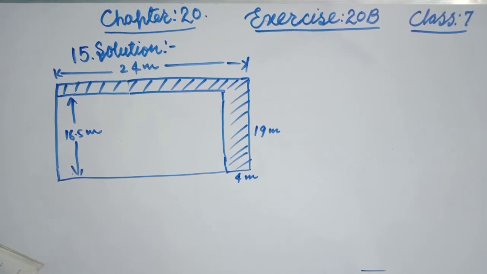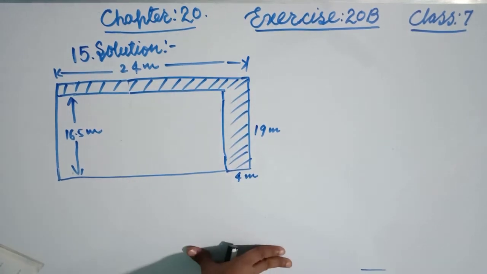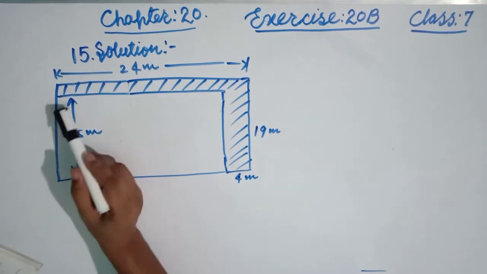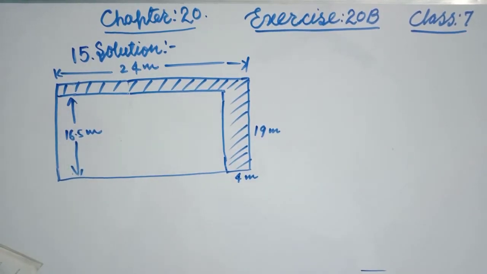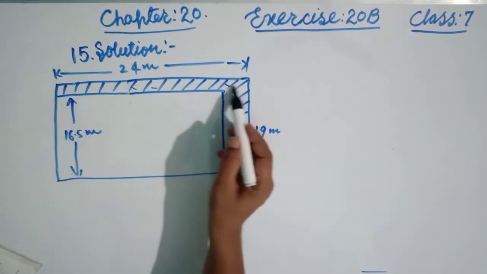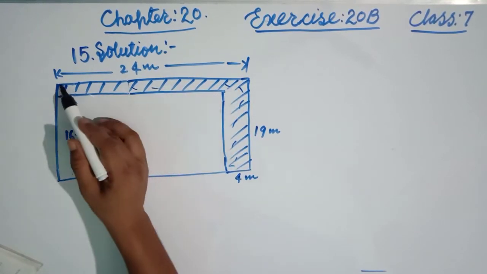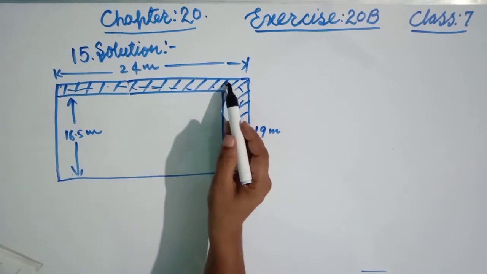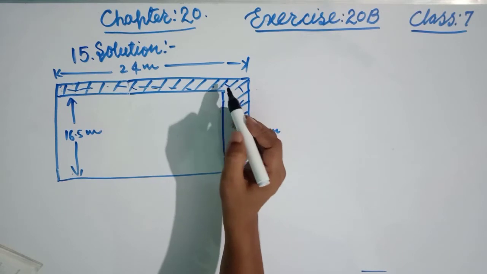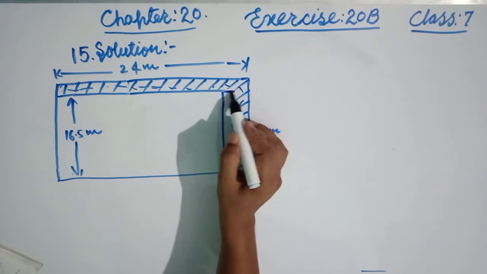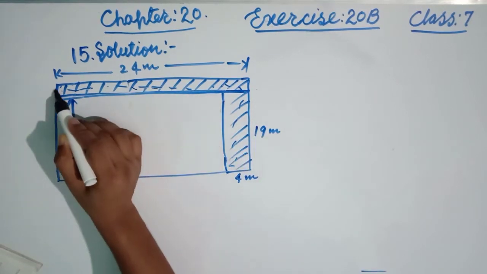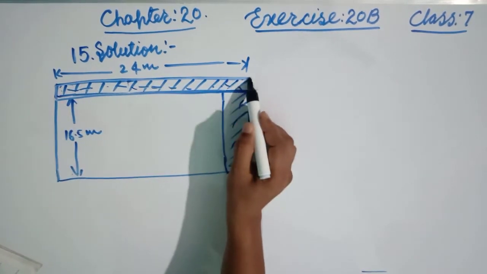Now see friends, here the figure is given. Look at this, it is a rectangular face. Now look at the friends, we have to find the area of this shaded portion. That means this shaded portion is the above. This looks like a rectangle from here to here. Have a look friends, if you combine this, this is called the rectangular face.